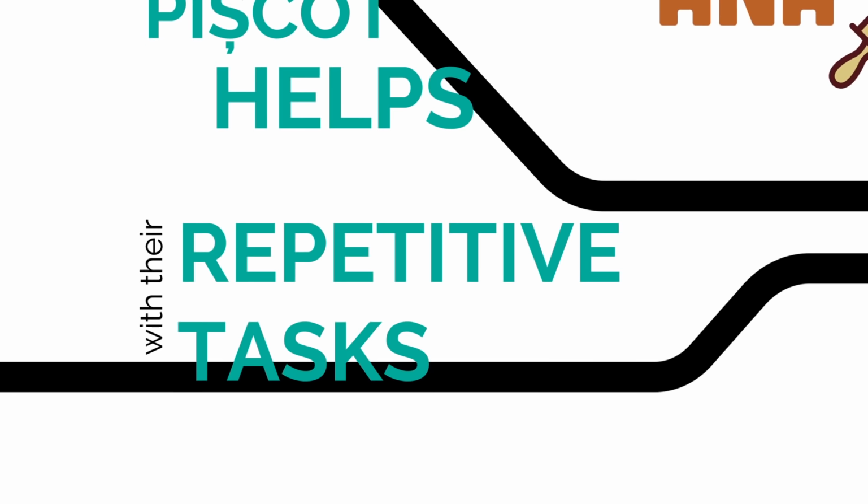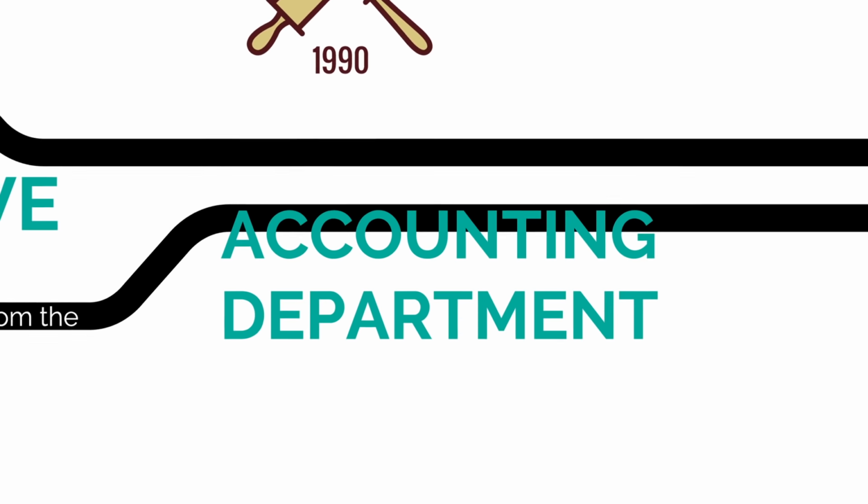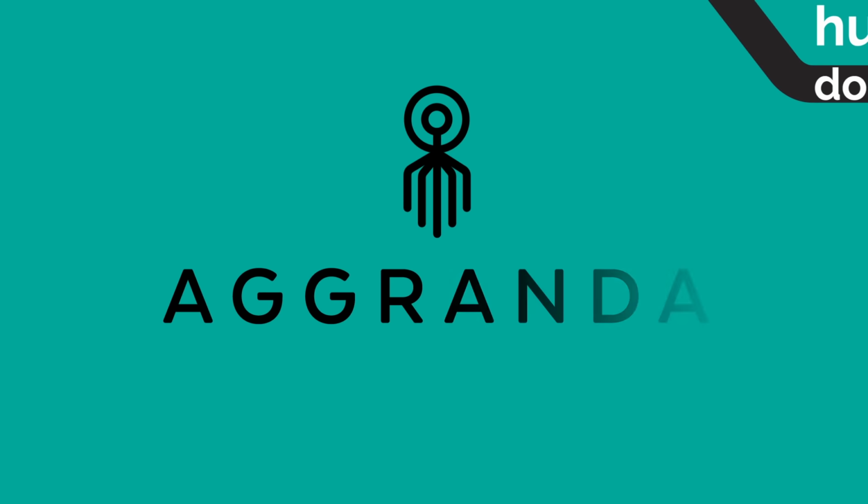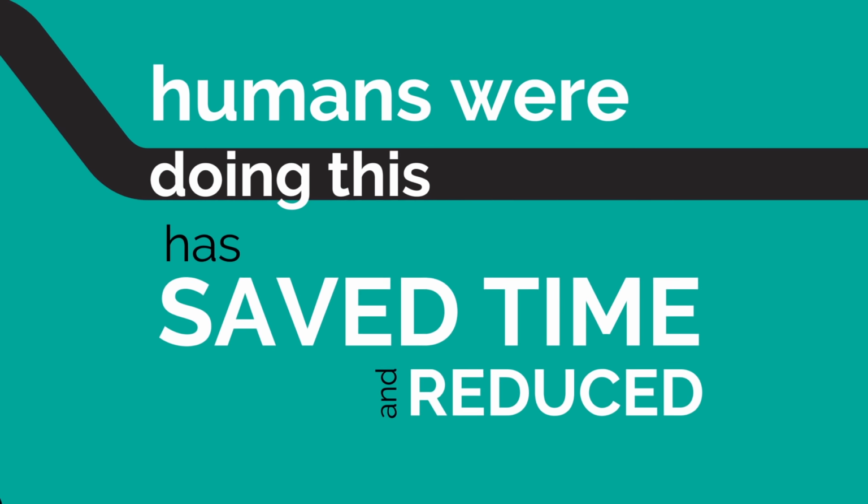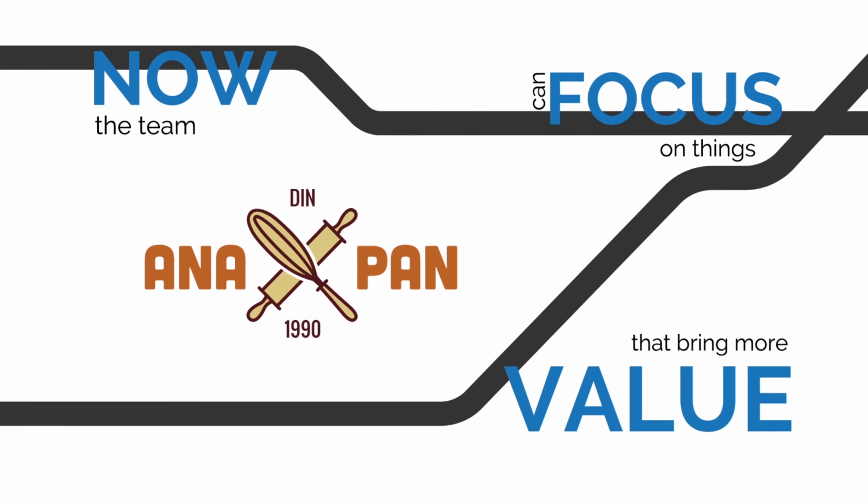Every day, Pișcot helps AnaPan with their repetitive tasks from the accounting department. Before Pișcot, humans were doing these mundane tasks. Aggranda has saved time and reduced the errors to 0. Now the team can focus on things that bring more value to AnaPan.